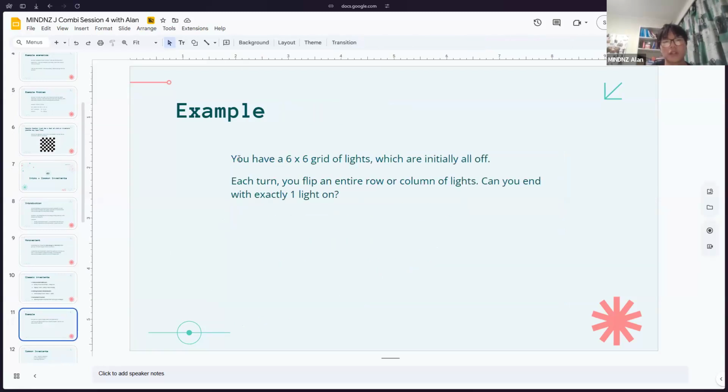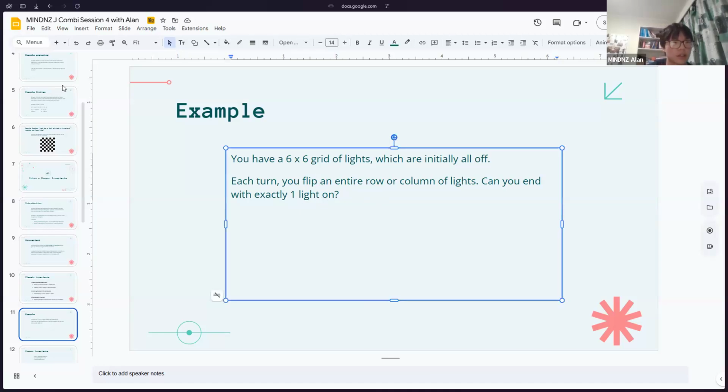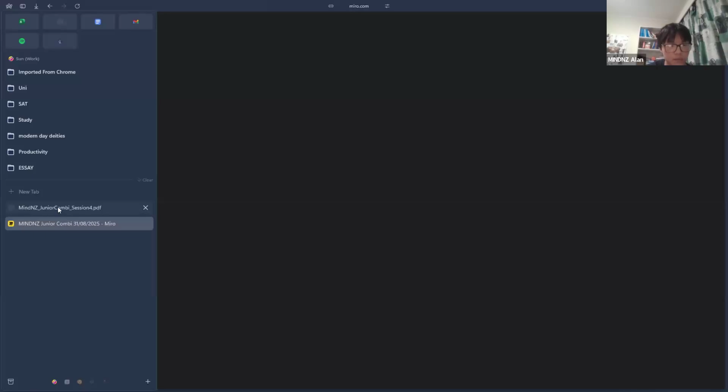So here's an example. You have a 6x6 grid of lights, which are initially all off. Each turn, you flip an entire row or column of lights. Can you end with exactly one light on? So, no.